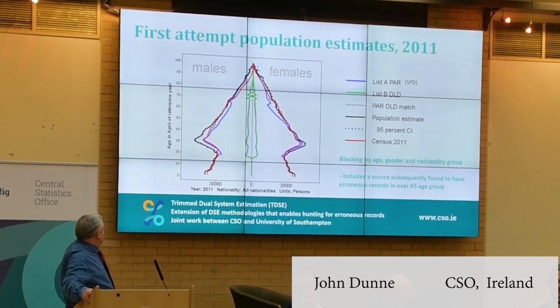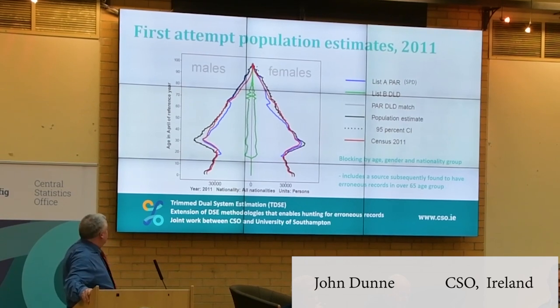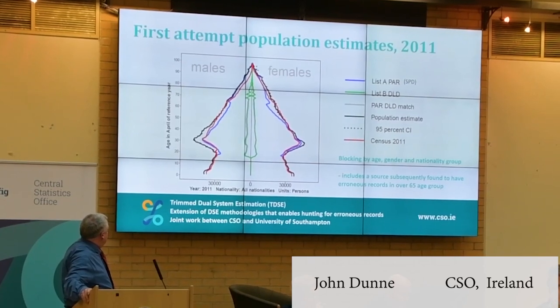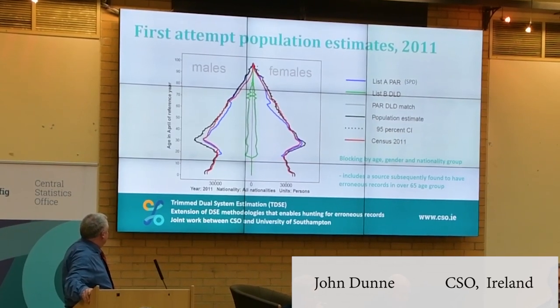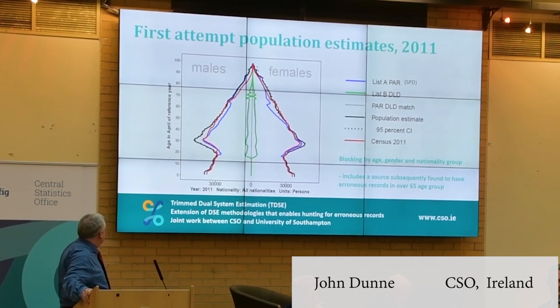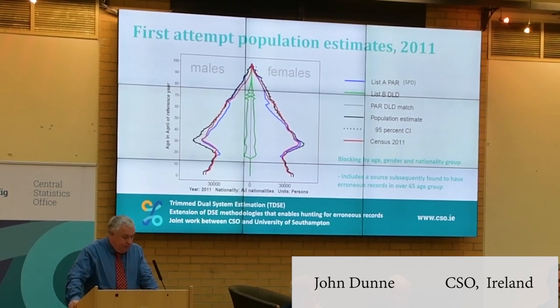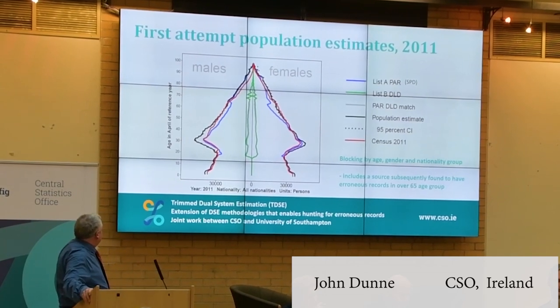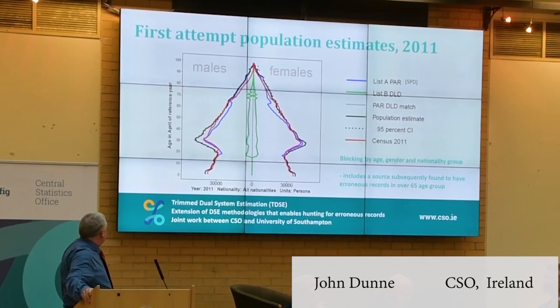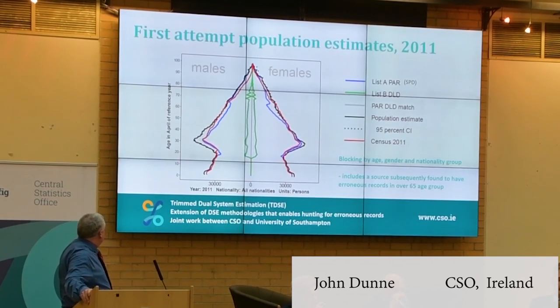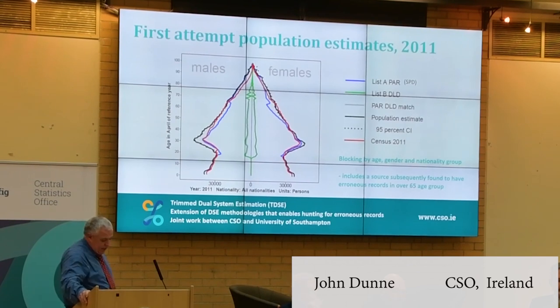On the female side, the estimates look reasonable enough. There are some differences. We have a slight overcount in the 20 to 48 age category and also in the over 65 age category. We're not so good on the male side. We have a little bit more overcount in the over 65 age category, and we also have significantly more differences in the 20 to 40 age category.